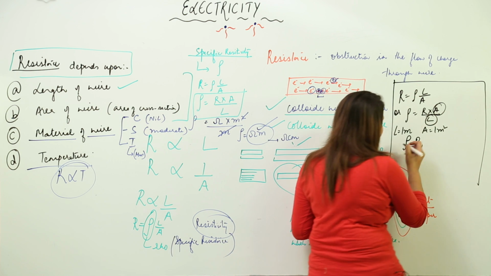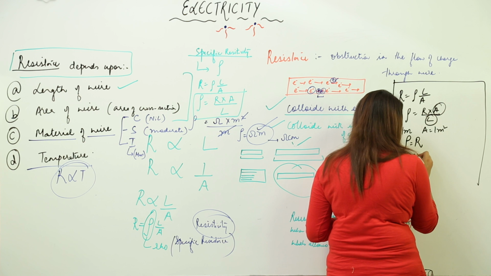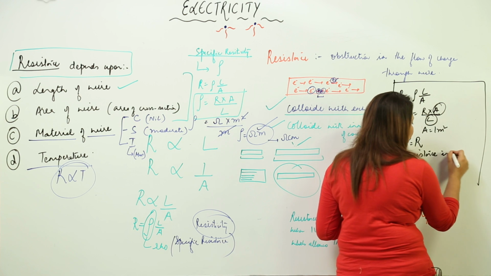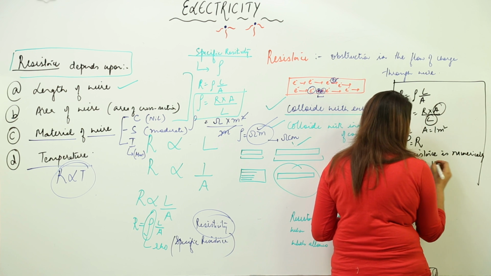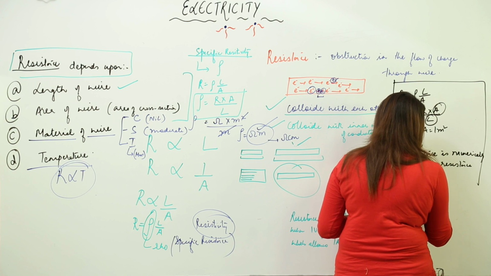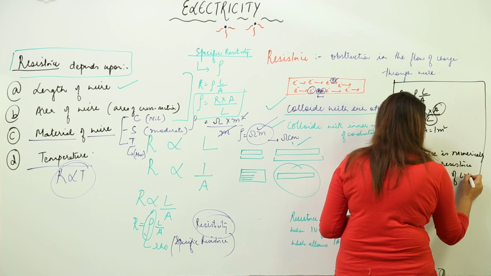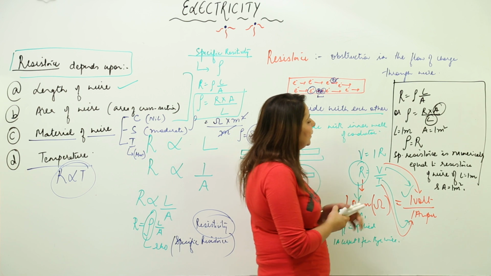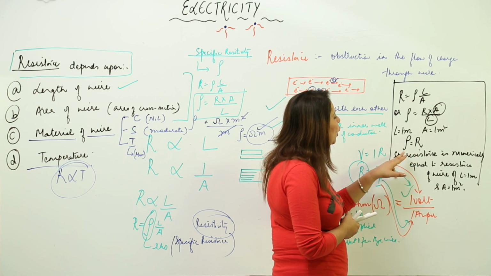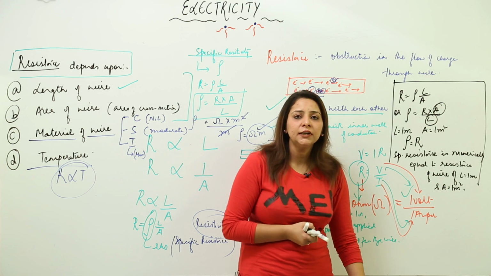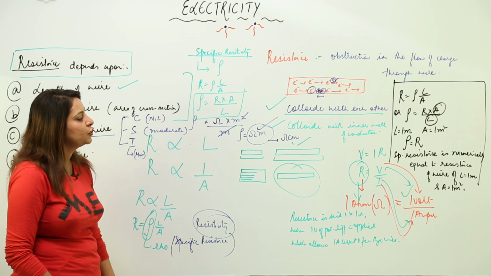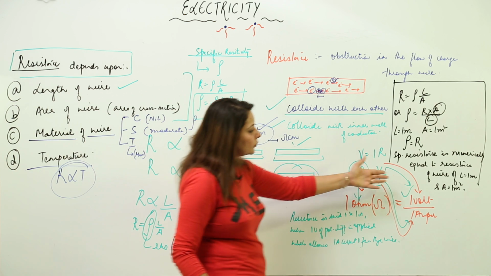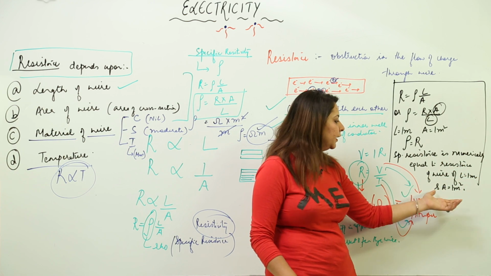So how you are going to define rho? We say that specific resistance is numerically equal to the resistance of wire of length 1 meter and area 1 meter square. So that means specific resistance is numerically equal to the resistance of wire of length 1 meter and area 1 meter square. Practically it is a technical term, that resistance is the obstruction to the flow of charge and specific resistance is numerically equal to the resistance of wire of length 1 meter and area 1 meter square.